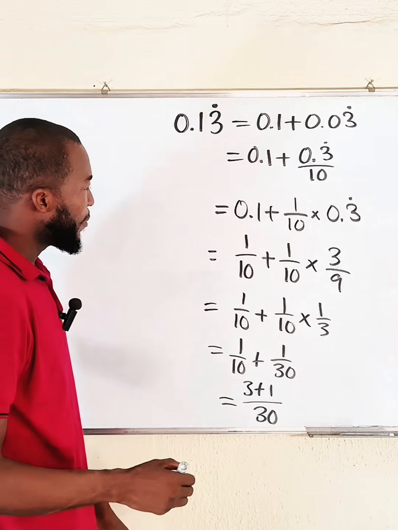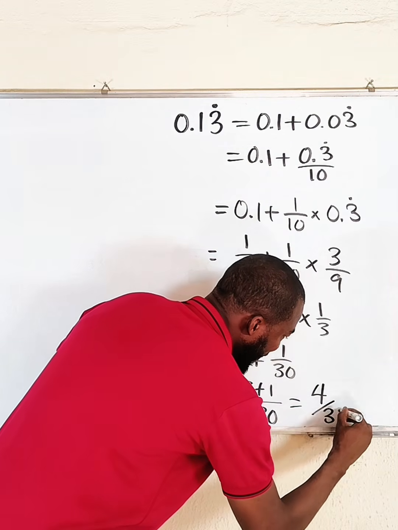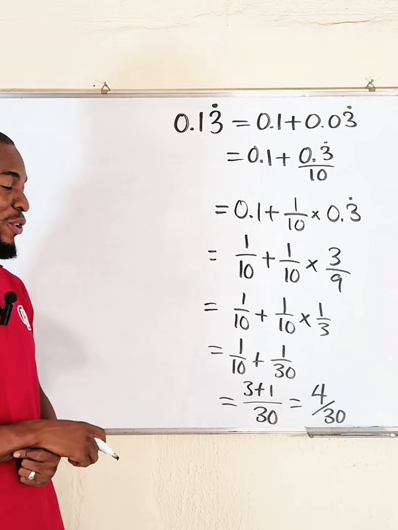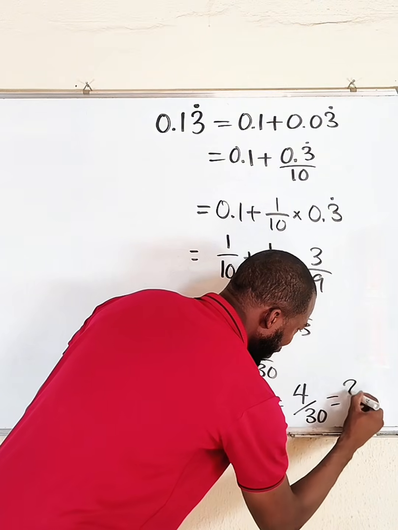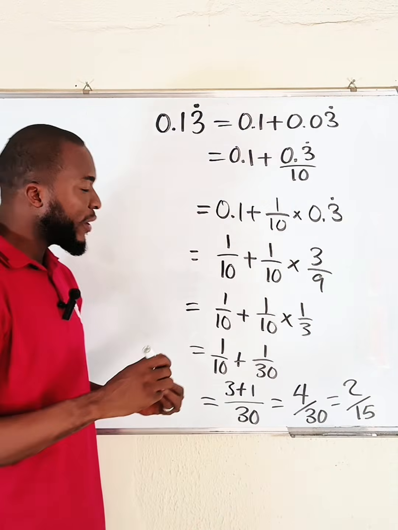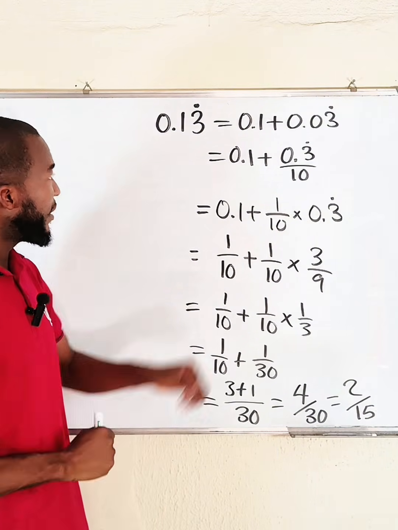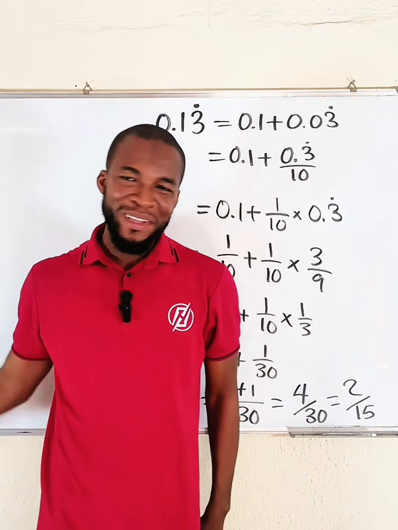4 divided by 30 is the fraction, but we can still reduce it into the simplest form because 2 can divide this exactly 2 times and 2 can divide 30 exactly 15 times. So take your calculator, press 2 divided by 15, you will definitely get 0.13333333 recurring.